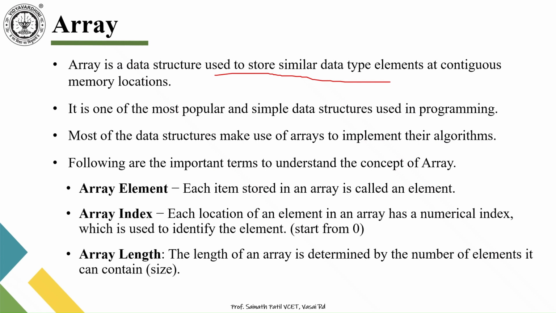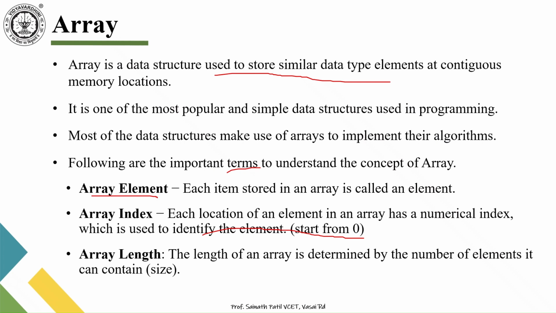In terms of array, as a data structure, we need to learn some terms. For example, array element. That means items or data which is stored in an array is called an element. Next is array index. Each array element or data has its own numerical index or numerical position where it has been stored in the array. It is known as an array index. Array index commonly starts with 0.